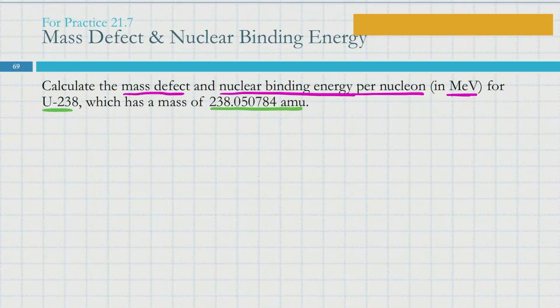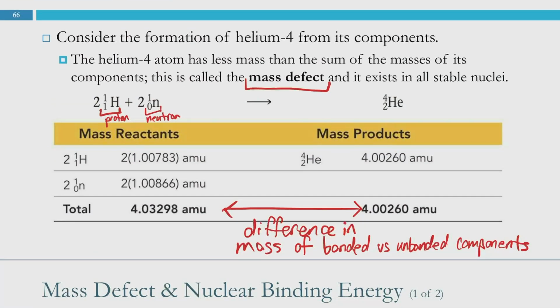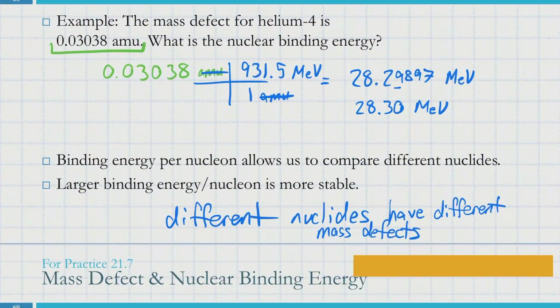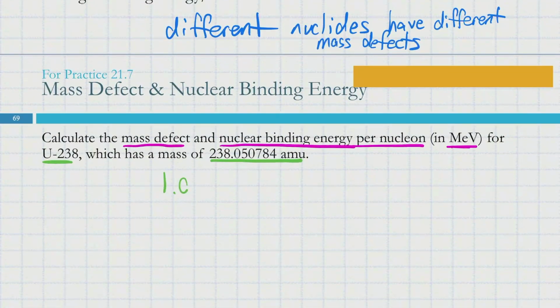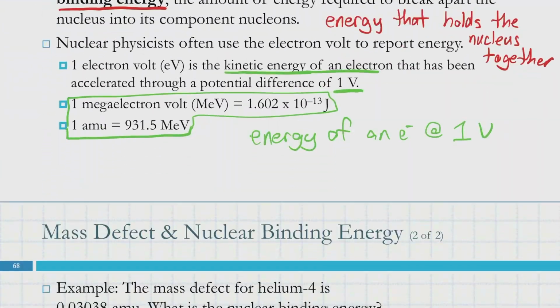Something that we're going to need for this is the mass of a proton and the mass of a neutron. We'll need both of those. So let's go back earlier in the slides where we have those. We're going to be using this 1.00783 and the 1.00866.